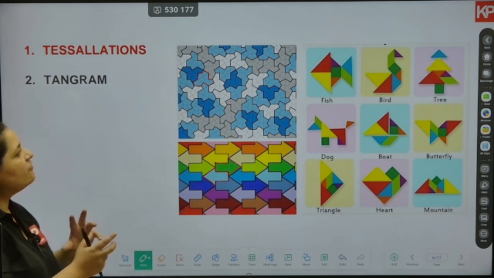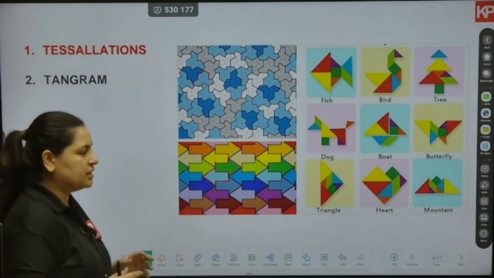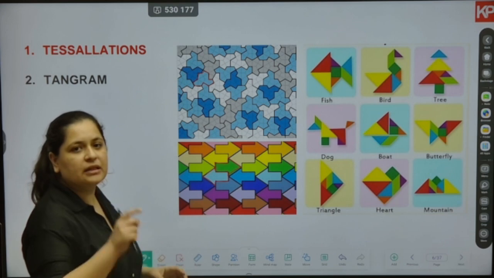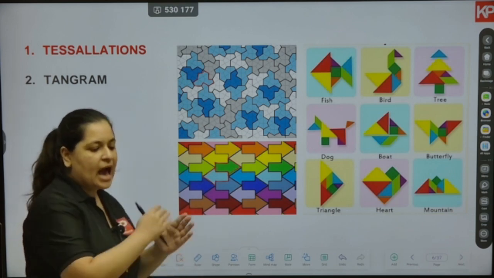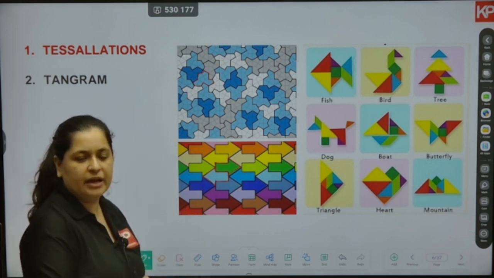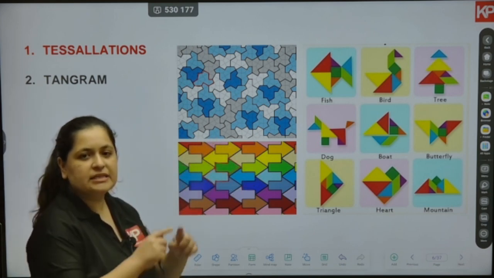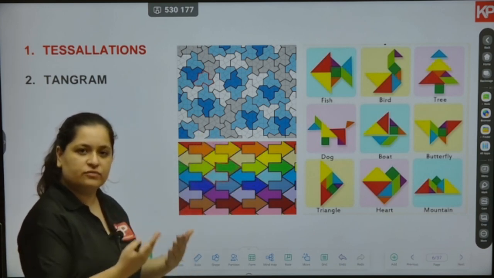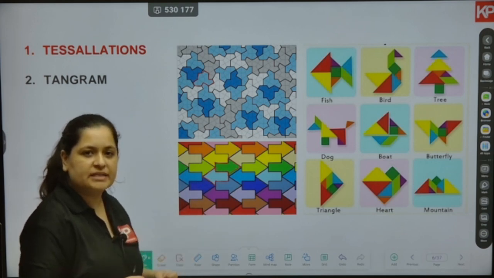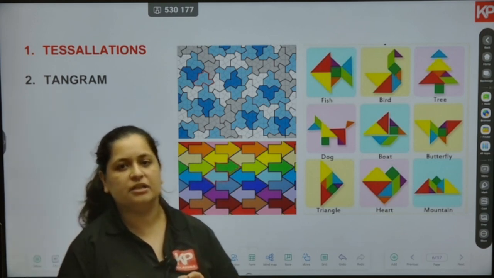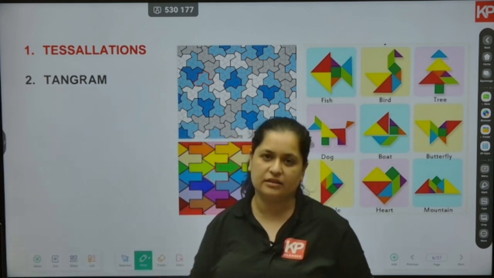As you must have already observed, the difference between these two is that in tessellation we are keeping the object or the shape the same and repeating it an infinite number of times. In tangram, out of one shape, that is a square, we pick out pieces and rearrange them to form various other shapes.